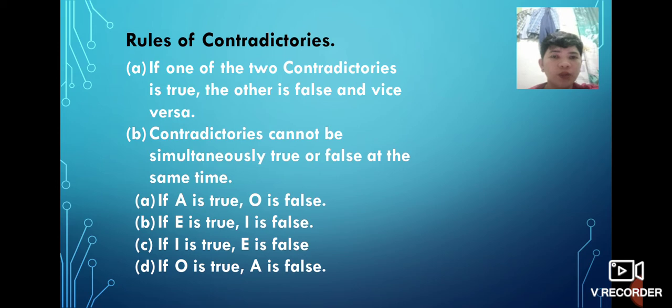So there is the conclusion of the rules of contradictories. If A is true, O is false. If E is true, I is false. If I is true, E is false. If O is true, A is false. We can clearly see that they cannot be simultaneously true or false at the same time.